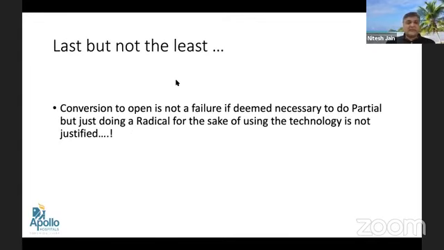So last but not the least, conversion to open is not a failure if deemed necessary to do a partial, but just doing a radical for the sake of using the technology is not at all justified.